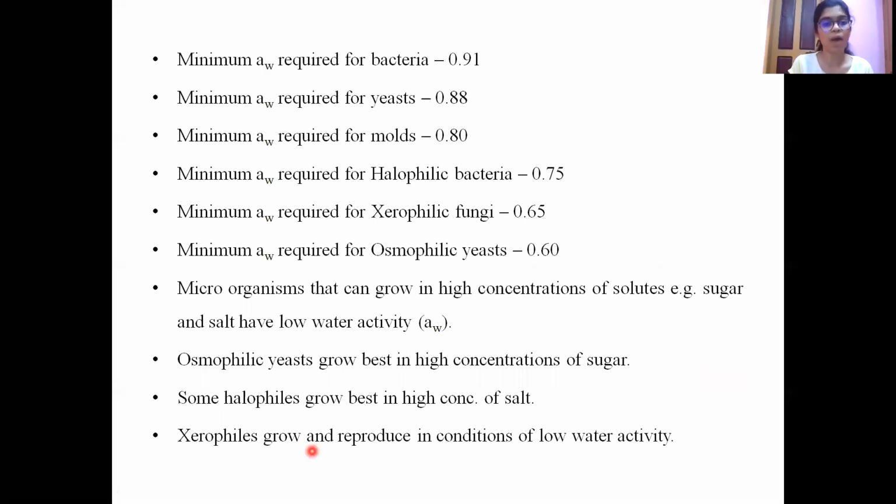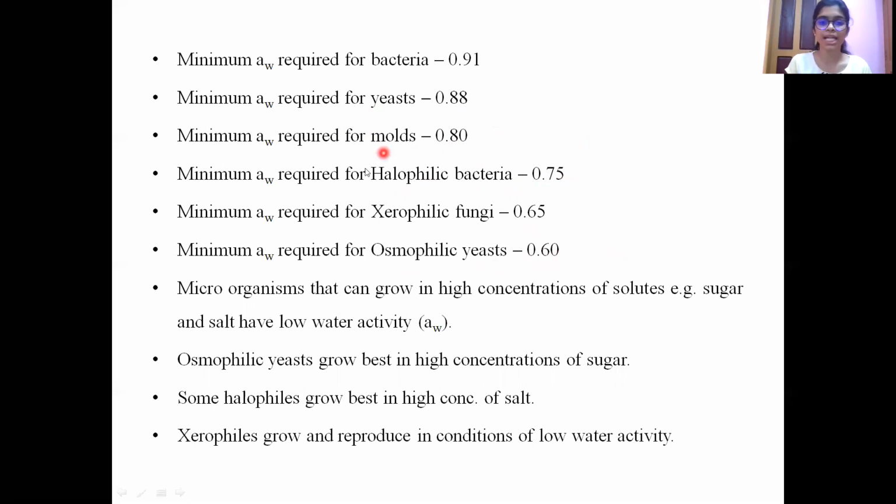Here are the minimum water activities required for the growth of the organisms. For bacteria, minimum 0.91 is required, and for yeast 0.88, and there we saw 0.9. That is the rounded-off value, and here is the actual value. For molds, it is 0.80. For halophilic organisms, it is 0.75. For xerophilic organisms, it is 0.65, and for osmophilic organisms, it is 0.60.